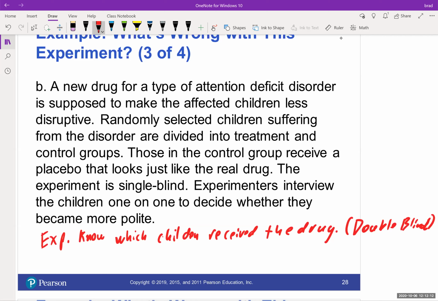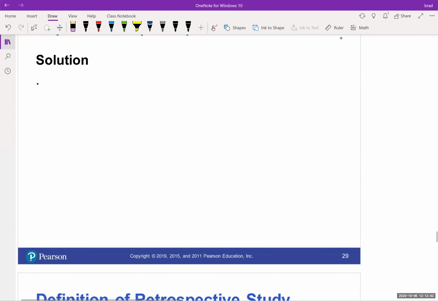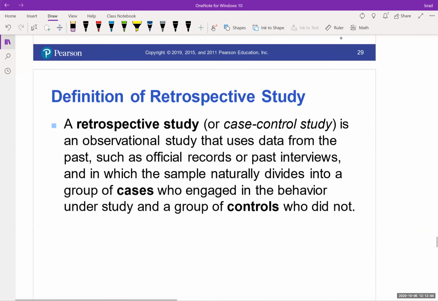Okay. So this experiment should have been a double blind because the researchers, and again, it says they interview the children one-on-one and decide whether they became more polite. Well, they might now read into things because now they know which kids received the treatment and which kids did not. So they needed to do this as a double blind, I think would have helped. They needed for them to not know.